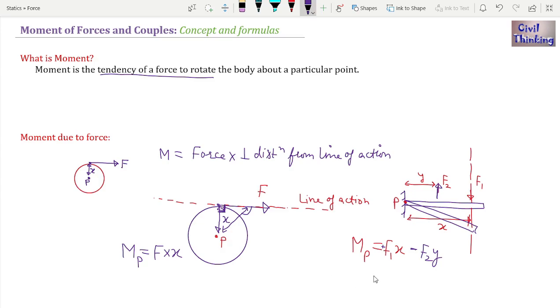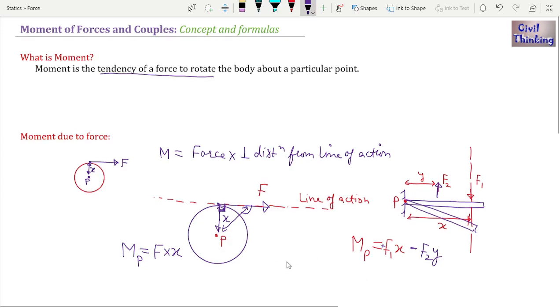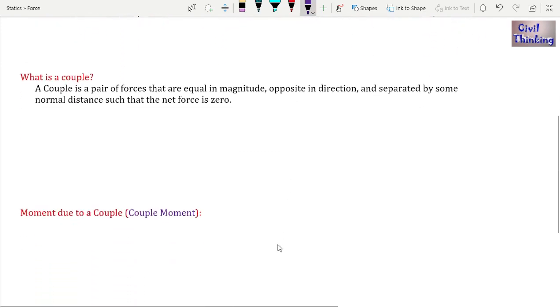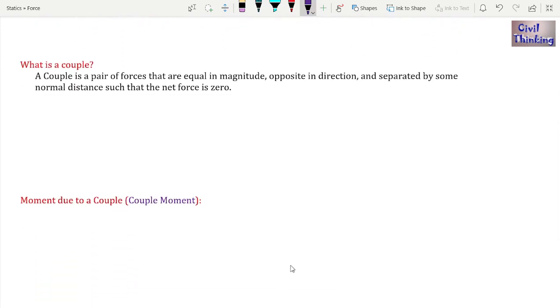Okay, similarly you can find moments, because in the next class we are going to solve problems on finding moment of forces and couples. You will understand a lot more problems. Now moving on in the class, we have another concept, moment due to couples.